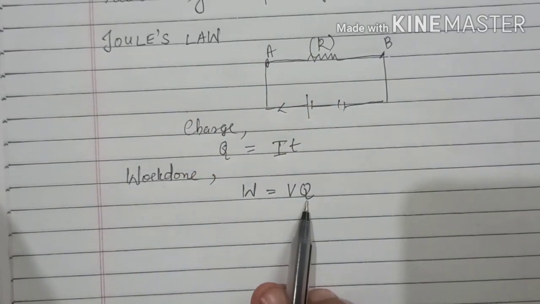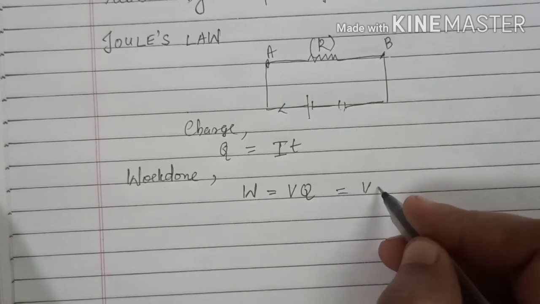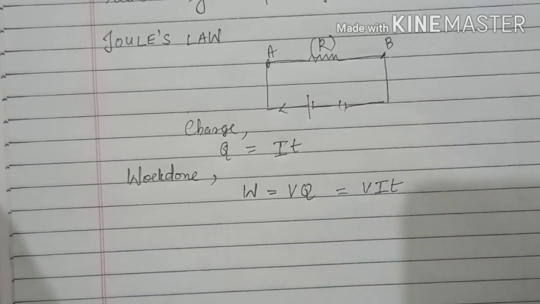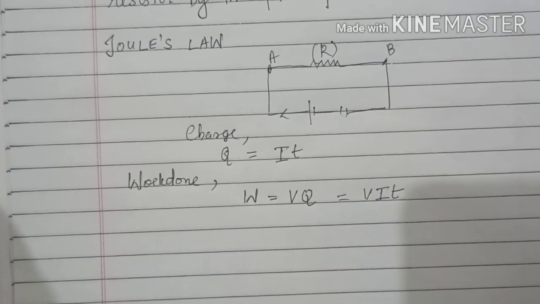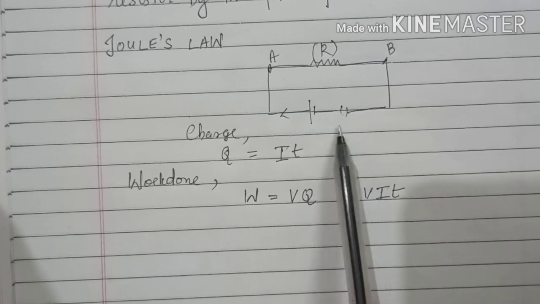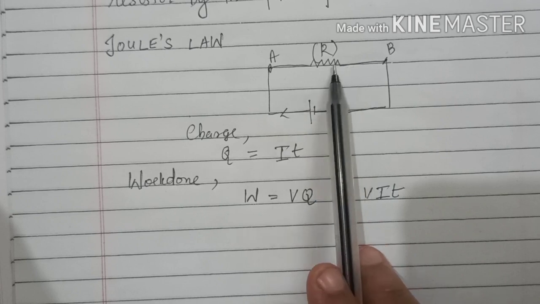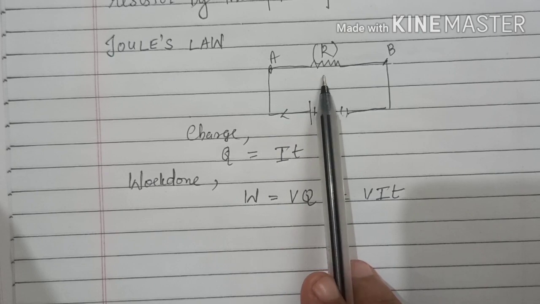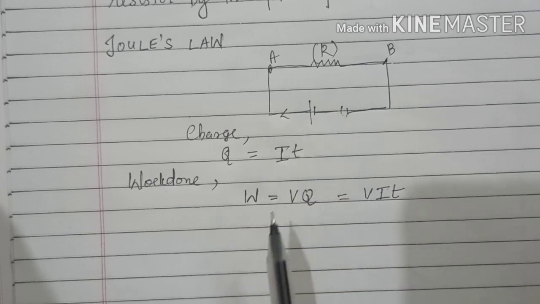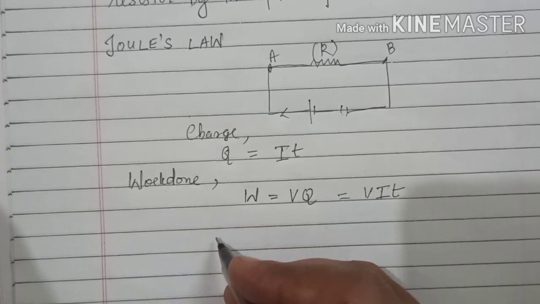Clear? Now instead of Q, I can put the value IT, and this will turn to VIT. Okay, VIT. This is what? This is the work done. As you know, work is equal to energy, isn't it? In this case, there is always a resistance. So, if the charge has to flow, work has to be done to oppose this resistance, isn't it? So, that work is stored in the form of energy. Which energy? Heat energy.